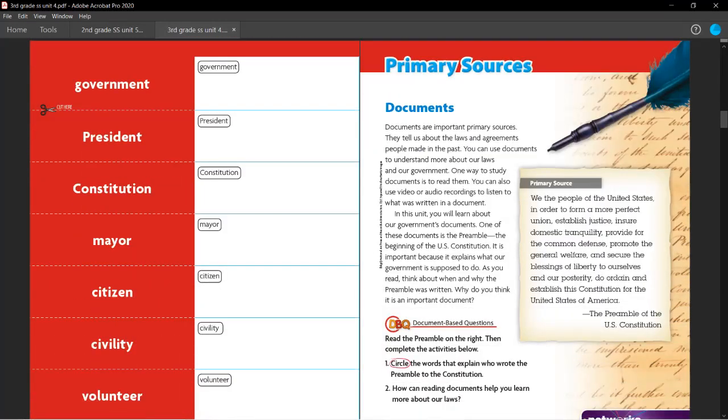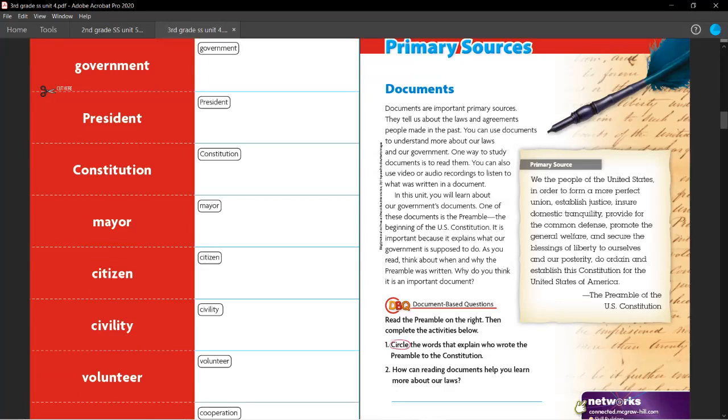And last thing we're going to have for this week is our primary sources. So our primary source for this week is a document. Documents are important primary sources. They tell us about laws and agreements people made in the past. You can use documents to understand more about our laws and our government.